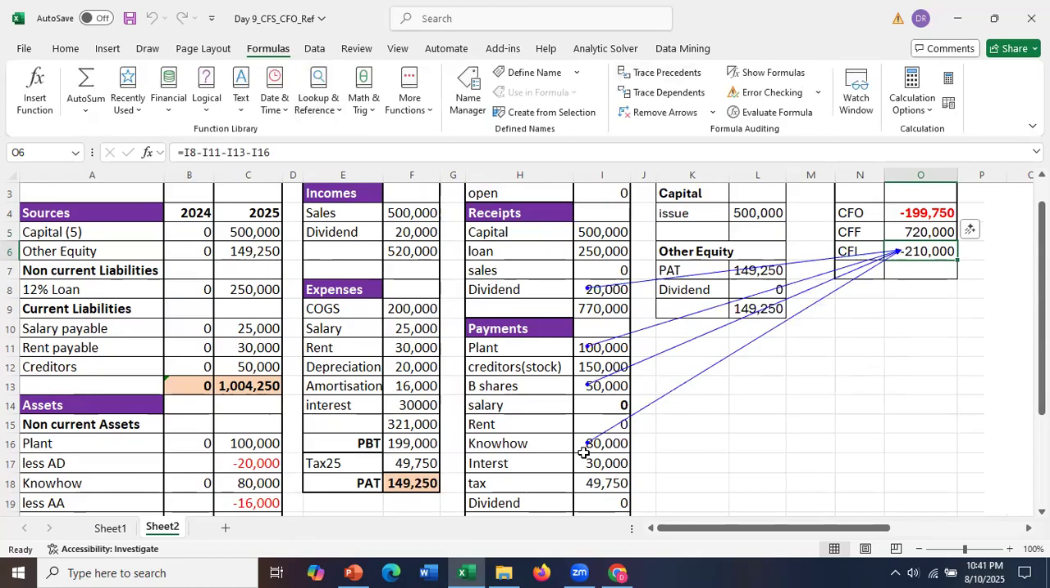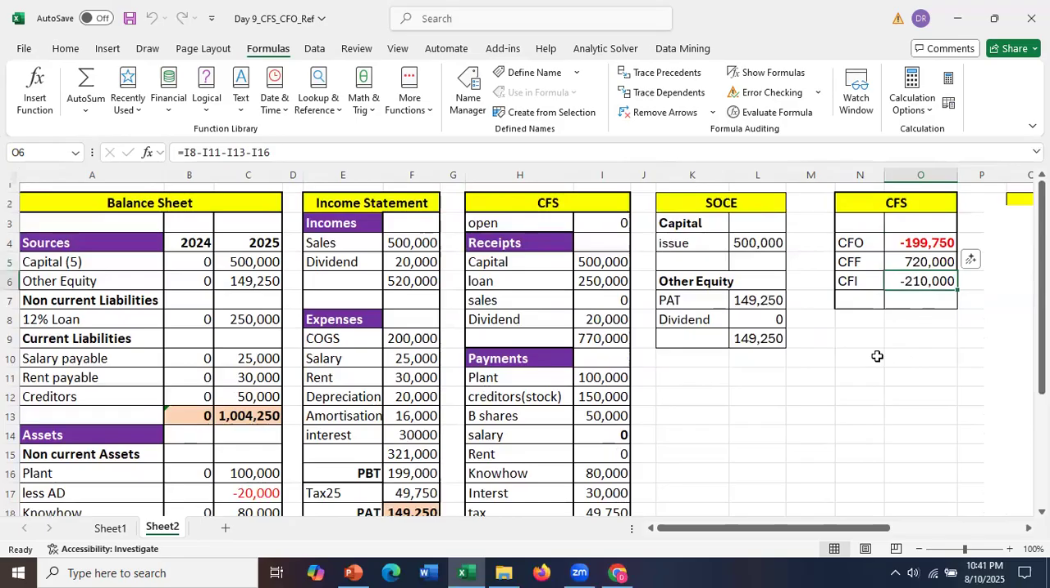The company has invested in acquisition of plant, acquisition of know-how, and also acquisition of investments. They're diversifying their acquisition of assets. So negative CFI, negative CFO is actually a sign of a new company, a startup. Most startups will have negative CFO, positive CFF, and negative CFI.